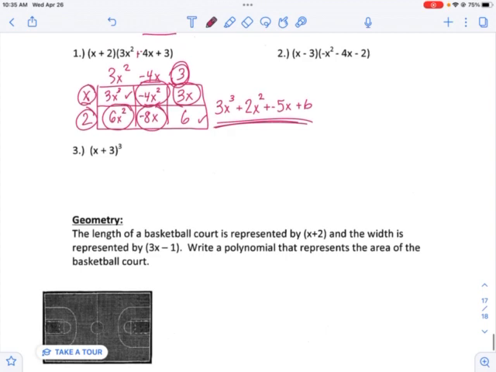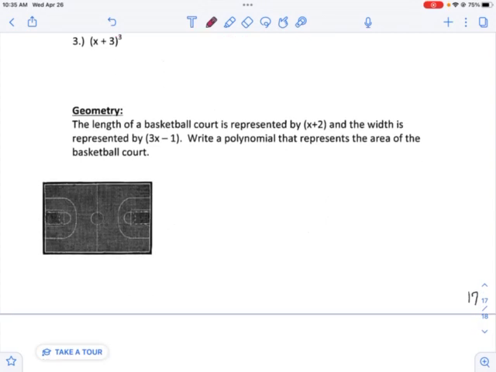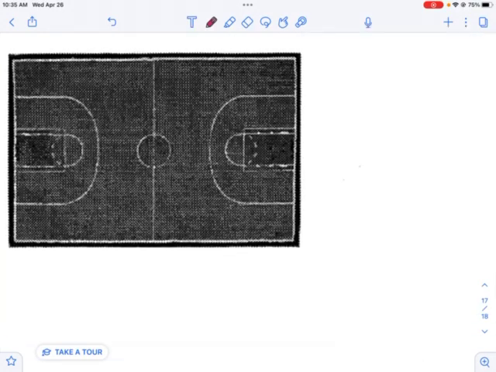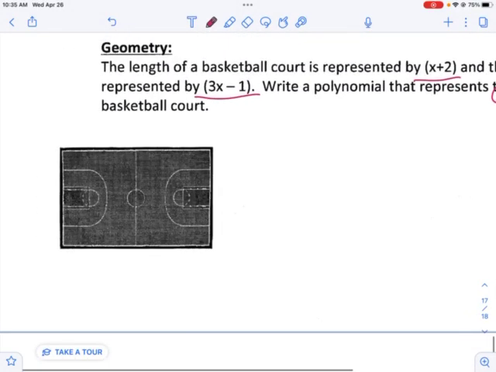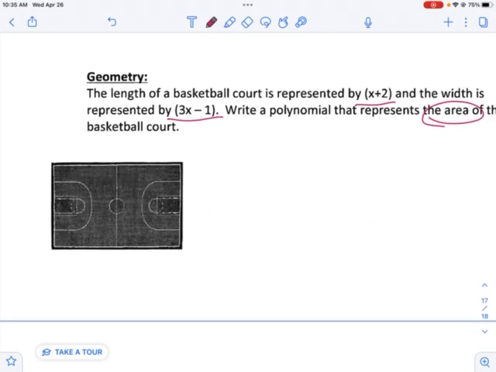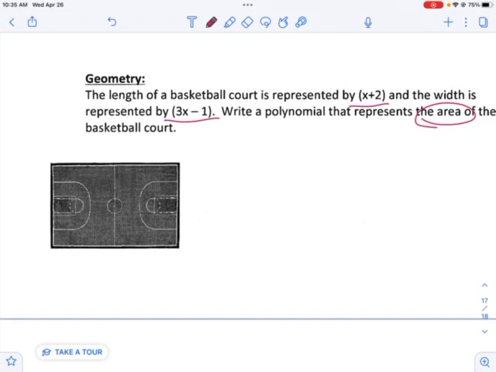And finally, a geometry application. All right, so we have a length of a basketball court represented by x plus 2, and the width is represented by 3x minus 1. Write a polynomial that represents the area of the basketball court. So now, if I didn't have a basketball court picture drawn here, I could absolutely draw a rectangle. Okay, hopefully you guys already have the width and the length labeled, but if not, that's what I want you to do first.